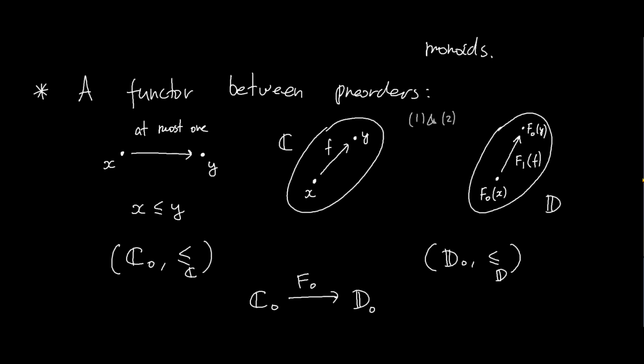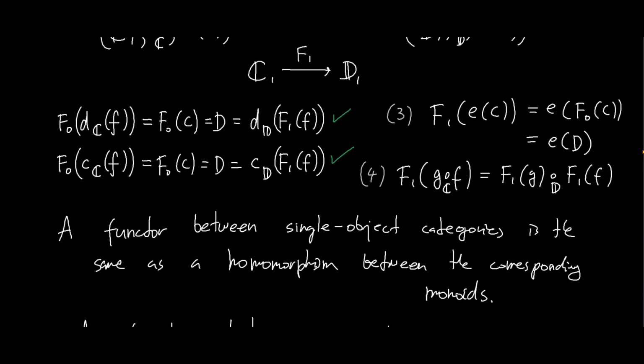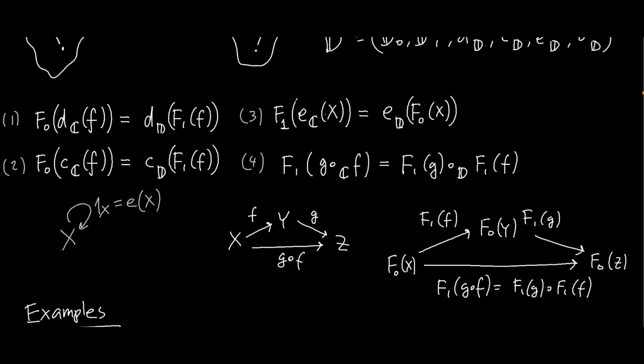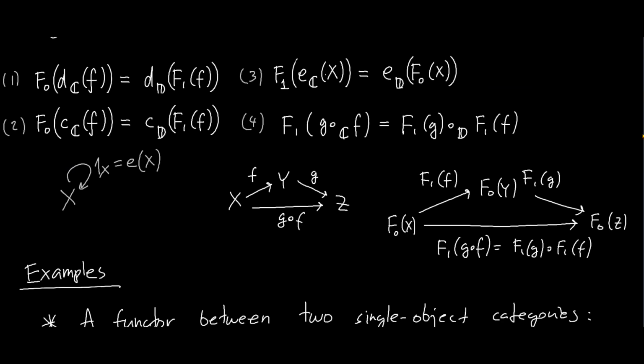So then it remains to look at axioms 3 and 4. Let's copy paste these axioms and see what they translate to in the case of a preorder.